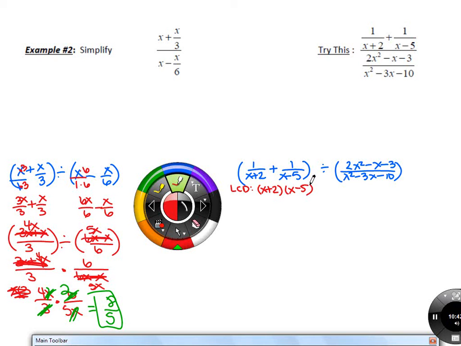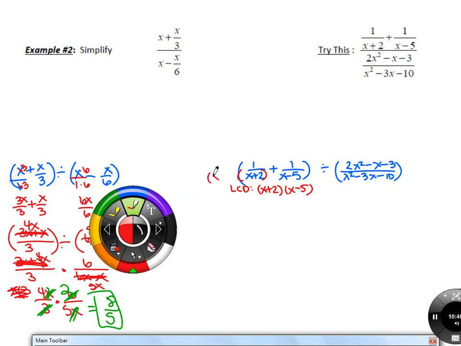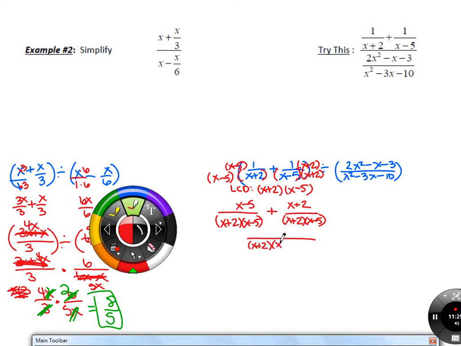So I need both those factors in my denominator, which means this first fraction needs to be multiplied by a factor of x minus 5. And if I do that in the denominator, I also do it in the numerator. This second fraction needs to be multiplied by a factor of x plus 2, again in numerator and denominator. So then I have x minus 5 over x plus 2 times x minus 5, plus x plus 2 over x plus 2 times x minus 5. And so this is going to be one fraction. The denominator is x plus 2 times x minus 5. In the numerator, I have to combine like terms, and I'm going to get 2x minus 3. Okay, so I finally turned that first set of parentheses into one fraction.